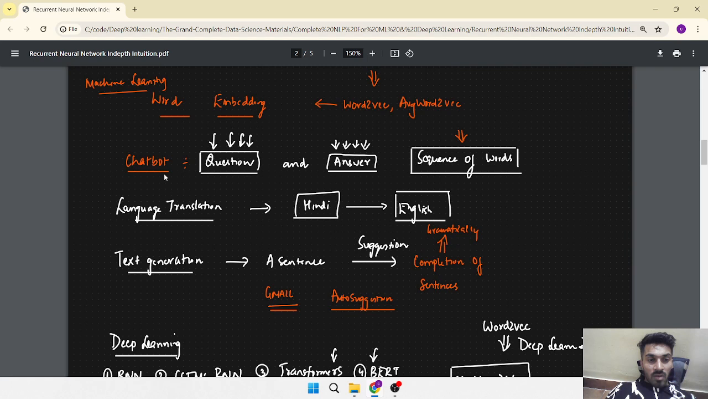Now suppose a chatbot is there, you can ask any question and an answer is given. The sequence of words is very important. If you are not getting the sequence of words in the proper manner, then there is no use of any model. So to train this model or chatbot, we will use, wait one minute.